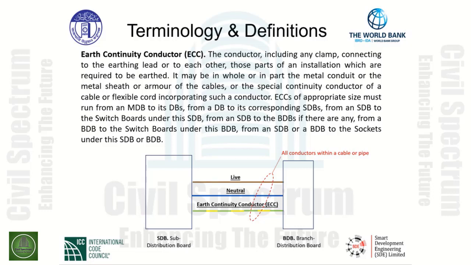As an example, we have a sub-distribution board and we are deriving a subfeed to feed a branch distribution board. All of the conductors are within a cable or pipe. As seen here, the earth continuity conductor is run along with these conductors to the branch distribution board.